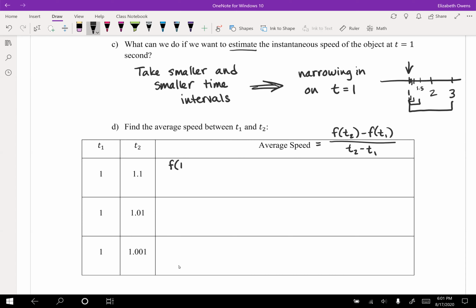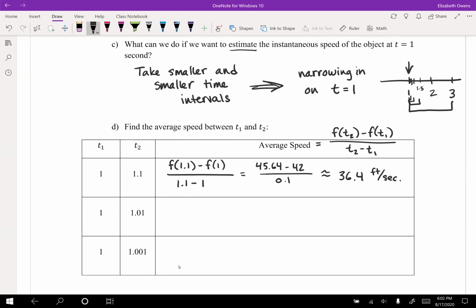Okay, so this would be f of 1.1 minus f of 1 over 1.1 minus 1. All right. And definitely feel free to use your calculators. That'll be about 45.64 minus 42 over 0.1. And so for this first one, we get an average speed of about 36.4 feet per second.